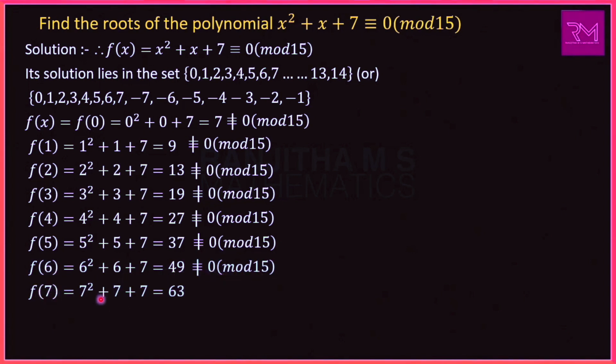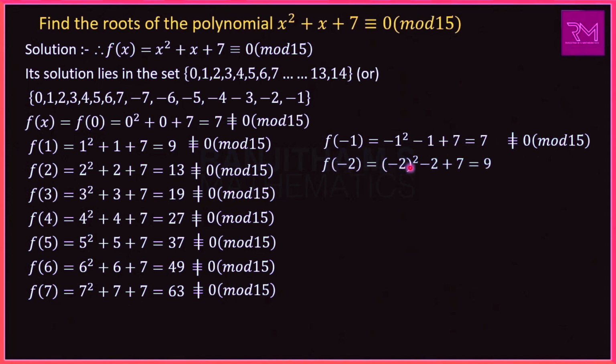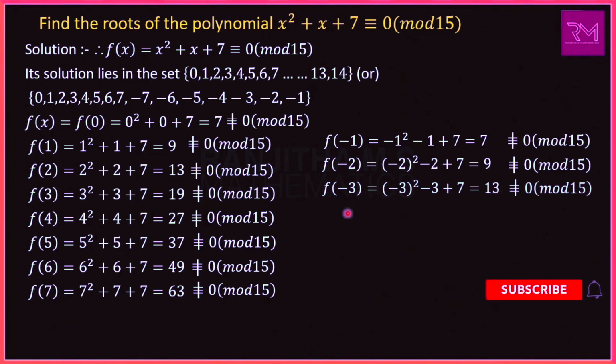Substitute x value as 7, 7 square plus 7 plus 7, that is 63, which is not congruent to 0 mod 15. In a similar way, we substitute for minus 1, minus 2, minus 3, minus 4, minus 5, minus 6 and minus 7. If we substitute x is equal to minus 1, we get minus 1 square minus 1 plus 7, we get a value 7, which is not congruent to 0 mod 15. If we substitute x is minus 2, that is minus 2 square minus 2 plus 7, which is 9, which is not congruent to 0 mod 15. Similarly, substitute x is equal to minus 3, that is minus 3 square minus 3 plus 7, which is 13, which is not congruent to 0 mod 15.